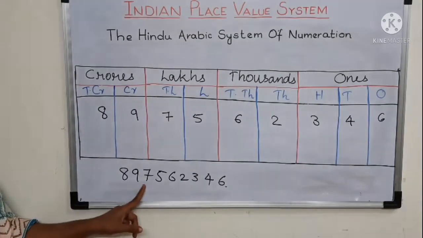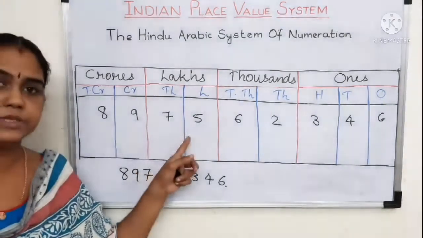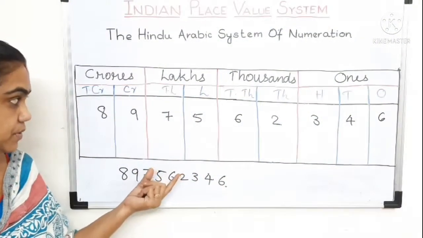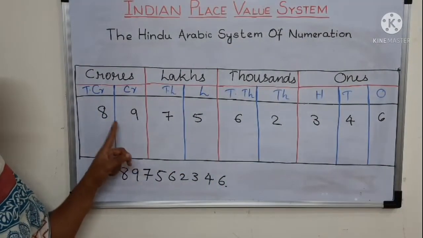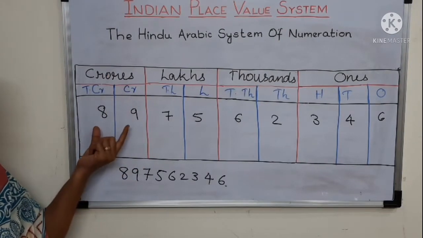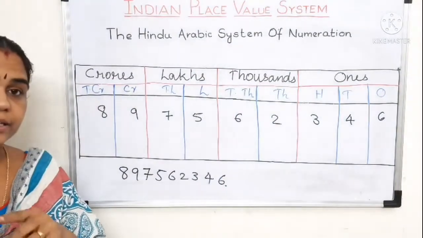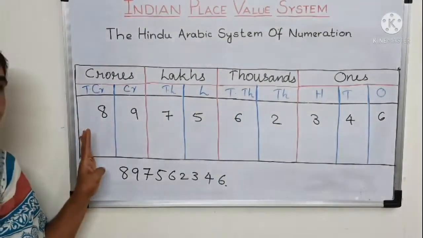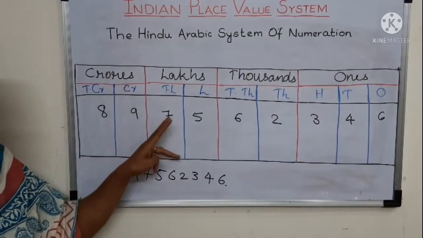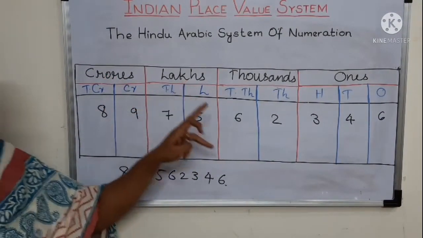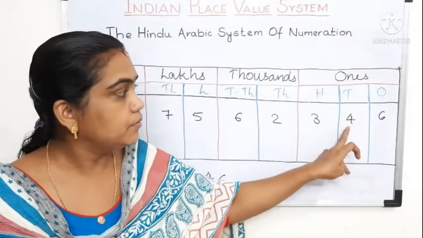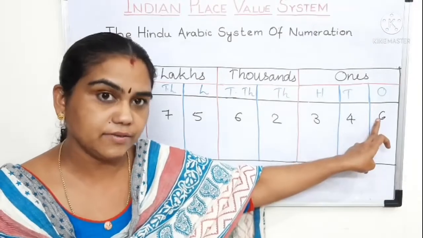I have entered this number in the Indian place value chart. Now our task is very easy. Now it's easy to read. Just look at the period here. 89 comes under the period crore. So we will be reading this from the left end. Starting from here, left. 89 crores, 75 lakhs, 62 thousands, 346. I will repeat once again.